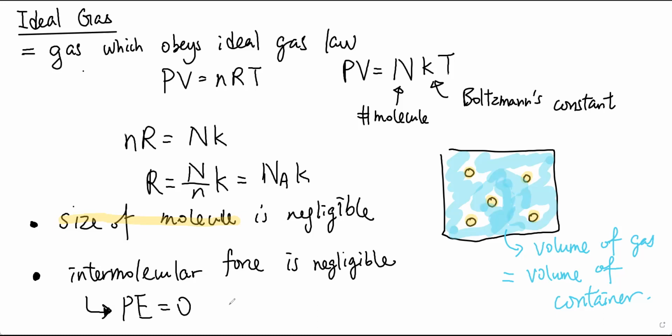And this implies that, if you still remember, the internal energy is the sum of kinetic energy and potential energy. If we ignore the potential energy, that means the internal energy will be just the KE. We will need to use this result later on.